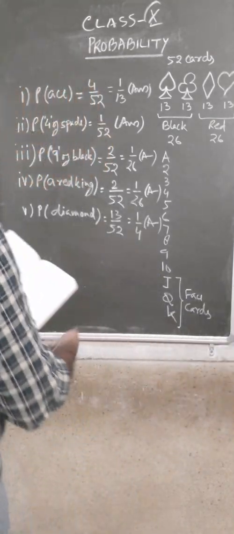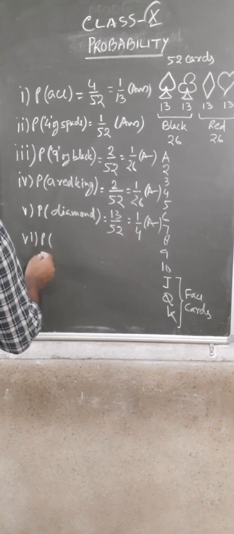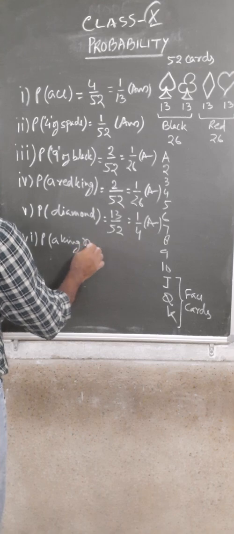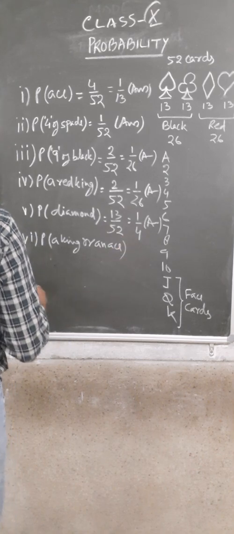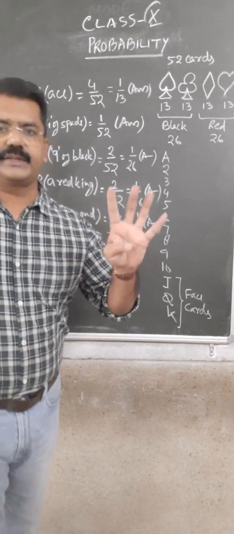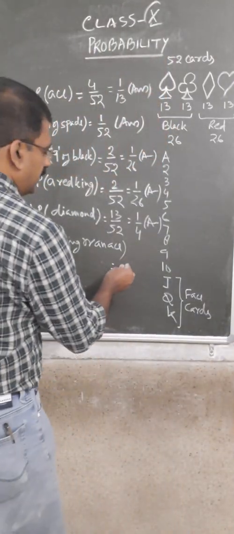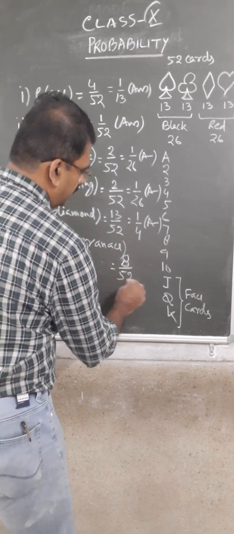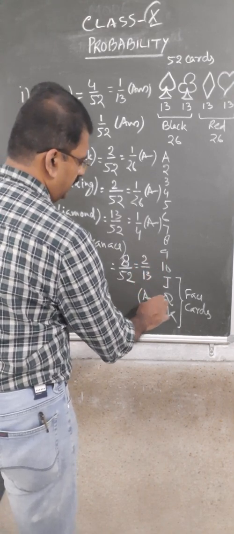Then sixth part. Find the probability that the card drawn is a king or an ace. A king or an ace means in favorable outcomes, 4 kings and 4 aces are there. So the favorable outcome will be 8, 4 kings and 4 aces upon 52. So 2 by 13 will be your answer.